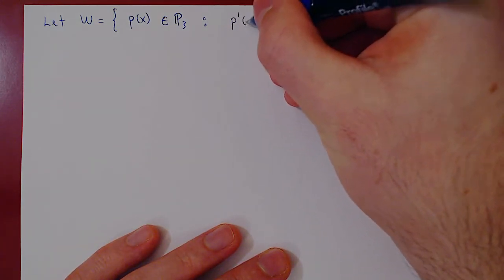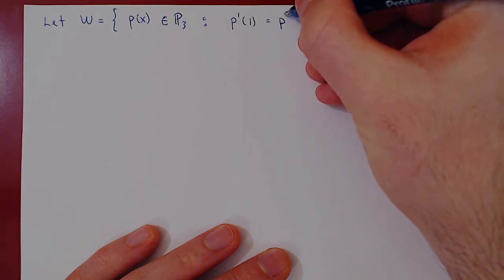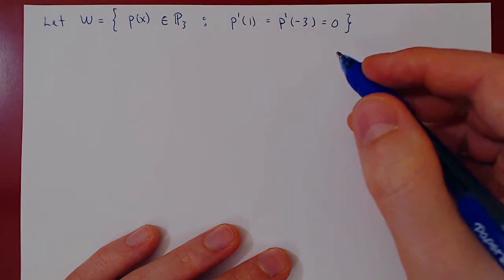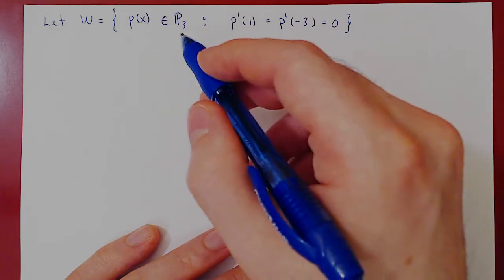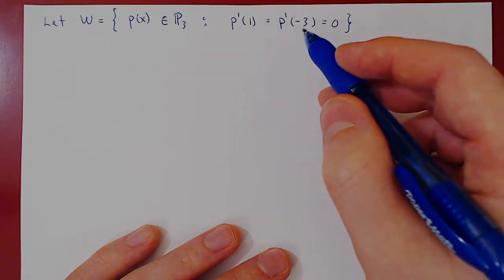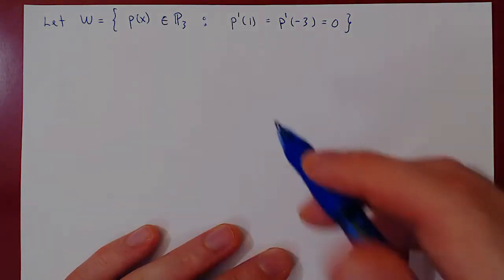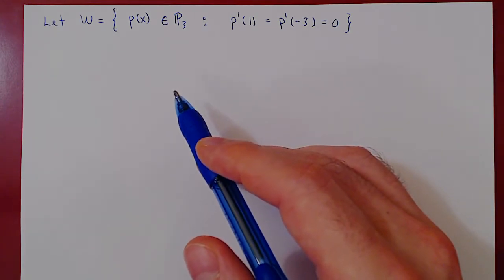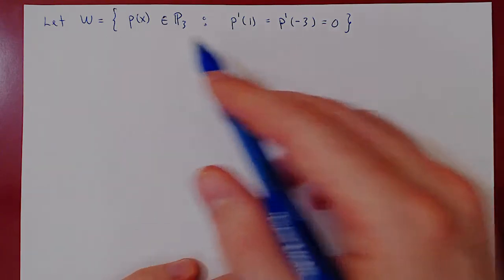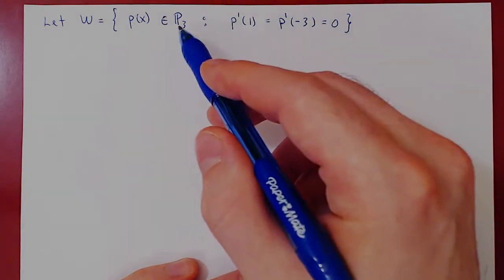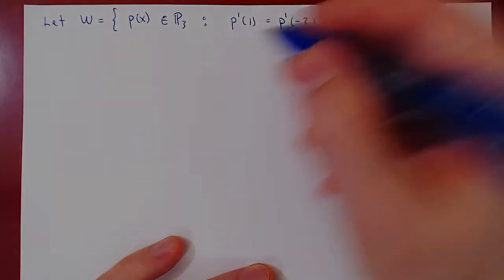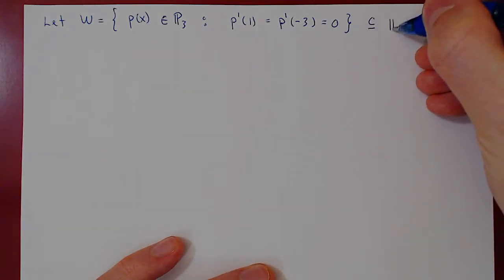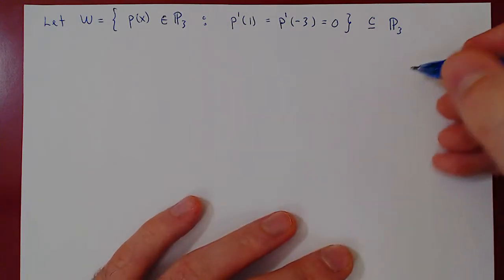So the derivative of p at 1 will equal the derivative of p at negative 3, and they're both equal to 0. So if you think of it, we take polynomials of degree at most 3 for which x equals 1 and negative 3 are critical points. As always, if we hope to decide whether or not what we have is a vector space, if possible, we want to show that this is a subset of a known vector space, where we know that Pn for any n is a vector space, and since we take polynomials in P3, what we have is a subset of P3. And we know that P3 is a vector space.